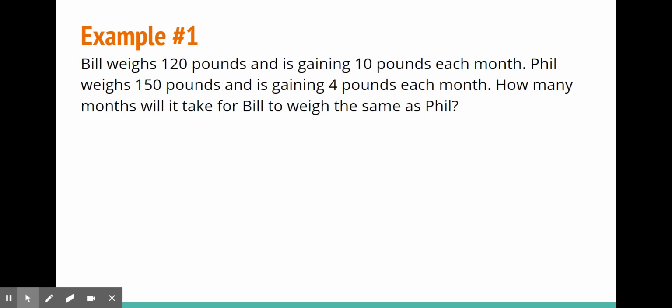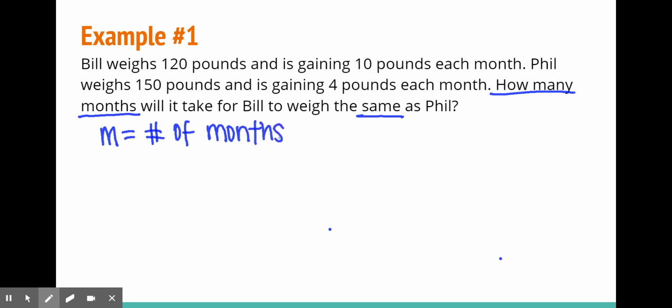And so, what is it that I want to know here? That's the first question. What do I need to find out? What is the question? Well, the question here is how many months will it take for them to weigh the same? So I want to know how many months it's going to take for Bill and Phil to weigh the same. So since I don't know the number of months, that's going to be my variable. So in this case, I'm going to use the letter m to represent the number of months because it's what I don't know, but I need to know.